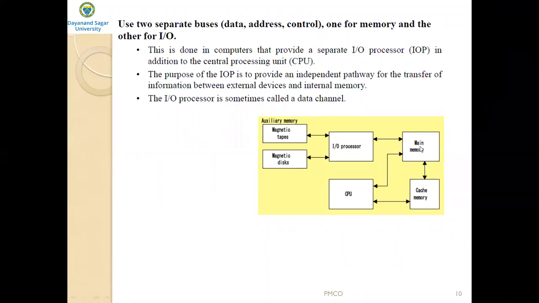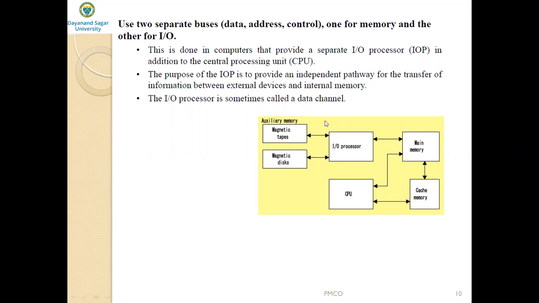The main memory is connected to the CPU using a separate bus. Similarly, the CPU is connected to the I/O devices using separate I/O channels, separate buses. So this is done in computers that provide a separate I/O processor. So we have a separate I/O processor here.